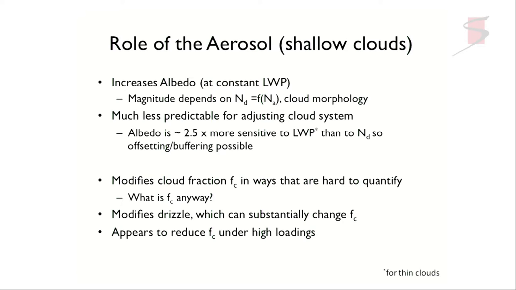So I think we all know the role of the aerosol, and I'm going to be dealing here with shallow clouds. Also, a disclaimer: when I talk about forcing, I'm talking about clear versus all sky. I'm not talking about pre-industrial to present day. So the aerosol increases the albedo at constant liquid water path. The magnitude of that depends on the relationship between drop number and aerosol concentration and perhaps on cloud morphology. The role of the aerosol in albedo is much less predictable for an adjusting cloud system. The albedo is about 2.5 times more sensitive to liquid water path than it is to drop concentration. So there is this opportunity for buffering.